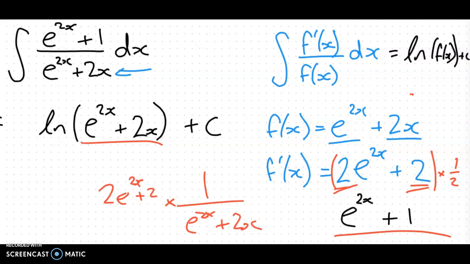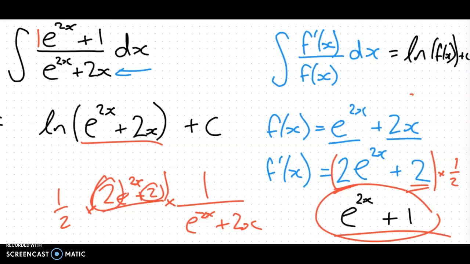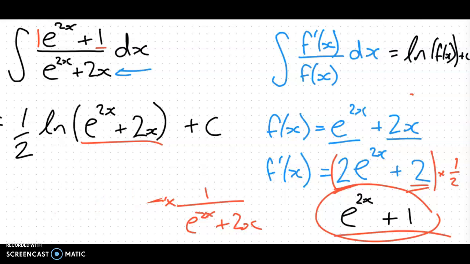Okay, we don't have 2e to the 2x plus 1, we've got this. So we need to multiply everything by 1/2, because 1/2 times 2 makes that just 1 times that, and 1/2 times 2 makes that 1. So long story short, that's going to get multiplied by 1/2. Okay, and so there's our answer there.